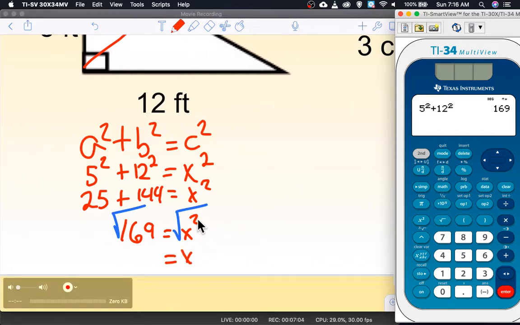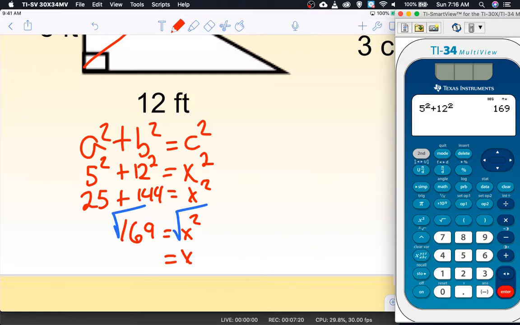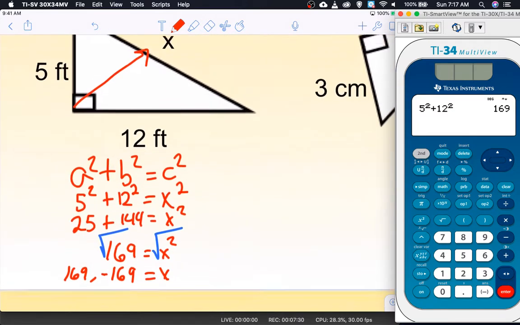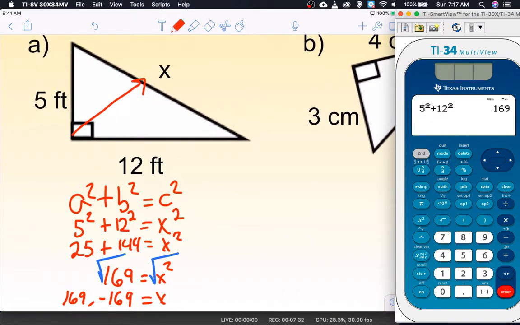The opposite of squaring is square rooting. These two symbols are opposites. These two operations are opposites. So now we have just x. And maybe you remember that whenever you square root something, you always get a positive and a negative answer. Do you remember that? If you don't, it's true. We did learn about that. Whenever you take the square root, you always get a positive and a negative answer.